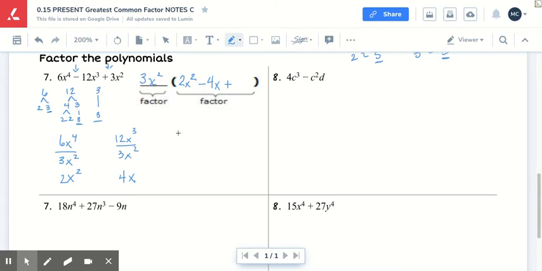And then I have to take the last term and divide it by the greatest common factor. So 3x squared divided by 3x squared. The 3 divided by 3 is 1. And x squared divided by x squared is also 1. So this is just a 1. So this is now factored with the greatest common factor taken out. For today, we're only going to be working with greatest common factor. We'll worry about other types of factoring in subsequent lessons.